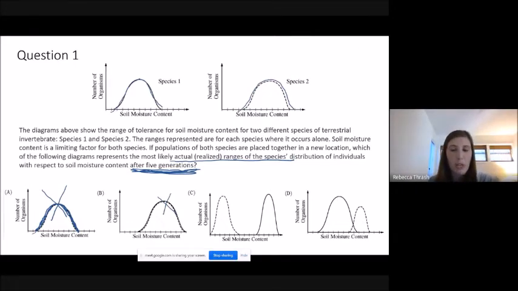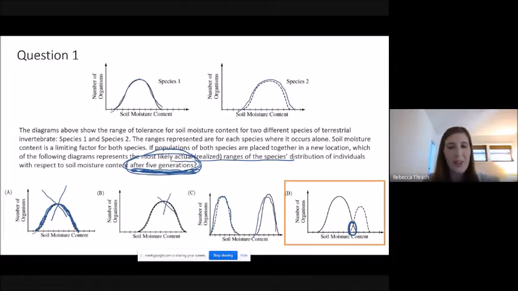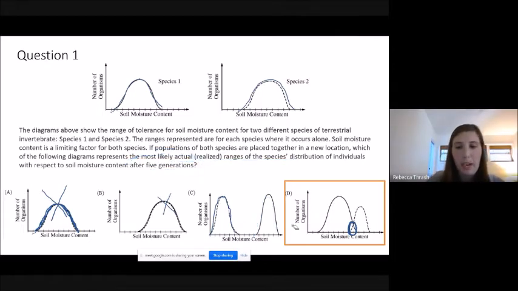And of those two, which makes the most sense in the time that they're giving you, which is 5 generations? Is there going to be this extreme deviation, or will the niches somewhat separate, but with a small bit of niche overlap? If you thought it was D, yes, you are correct. Remember, evolution has its own constraints as far as how much a species can change over time. So we would most likely see these moisture content areas just slightly diverge.